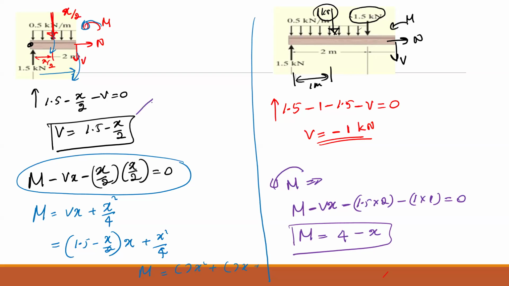So here you can see when x is equal to 0, your V is equal to 1.5. And when x is equal to 2 meters, your V is equal to 0.5. Are you okay with this?